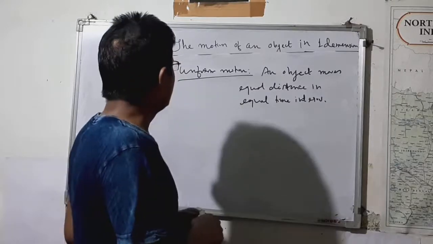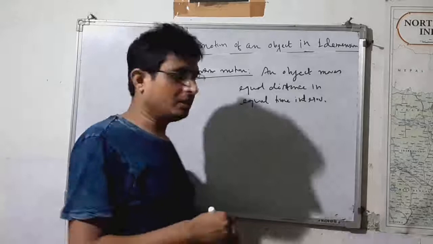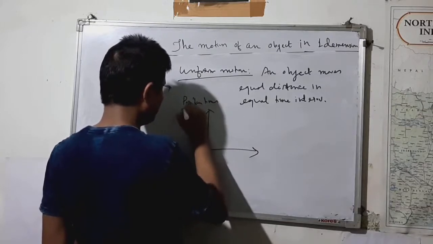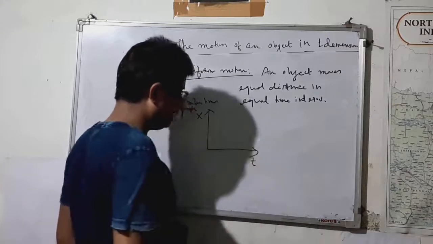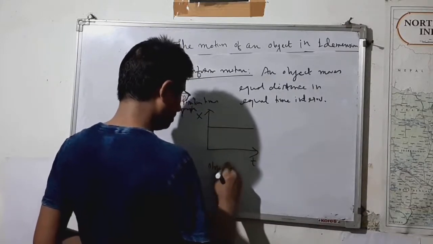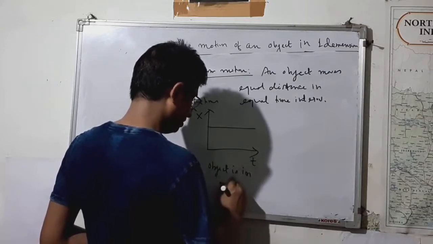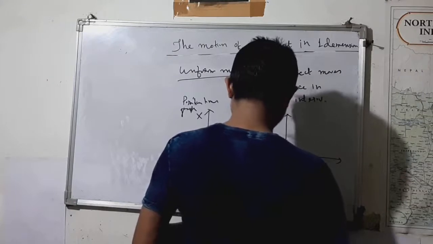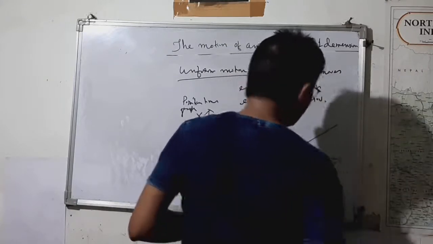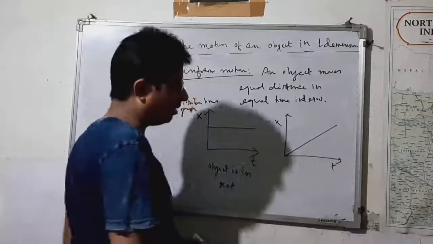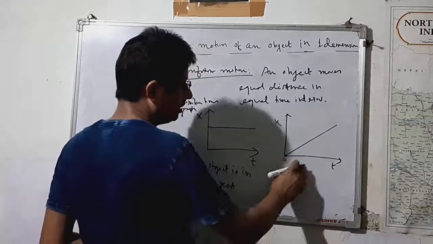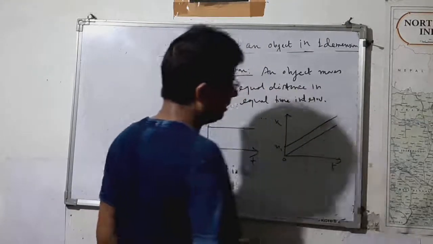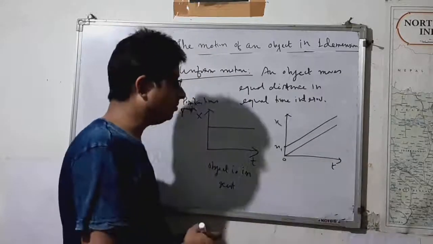Now we have learned the x-t graph. The x-t graph means the position-time graph, where one axis is x, the other is t. In case of rest, the object is at rest, and in case of uniform motion, the object moves in a straight line. However, sometimes the object may start not from the origin 0, it may start from some initial position, suppose x1, then it will move like this. So this kind of graph may also be possible in case of uniform motion.